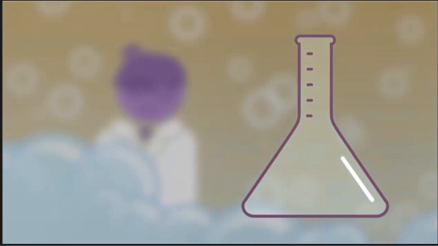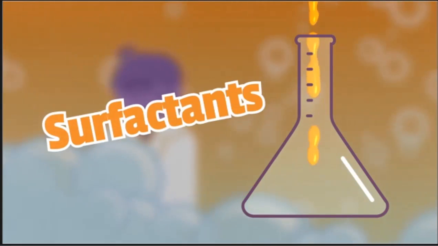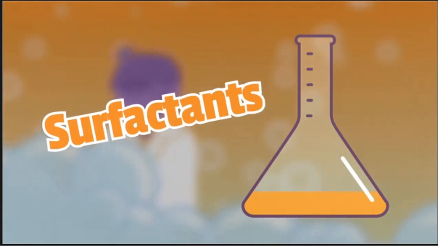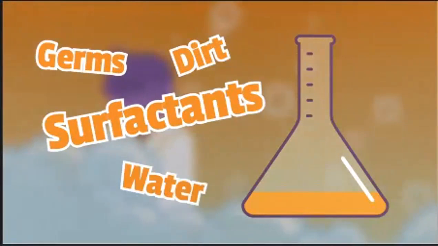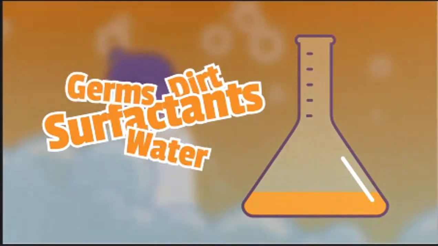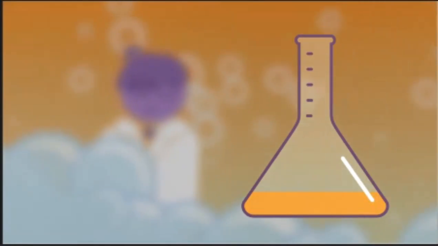First, and most importantly, are surfactants. These are the chemicals in soap that remove germs and dirt. Surfactants attach to germs, dirt, and to water. Surfactants hold onto the germs and dirt as the water washes them away.